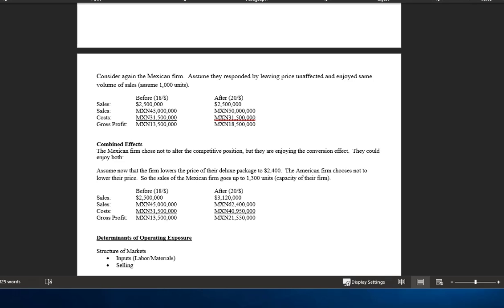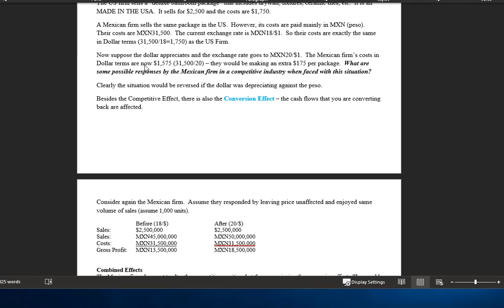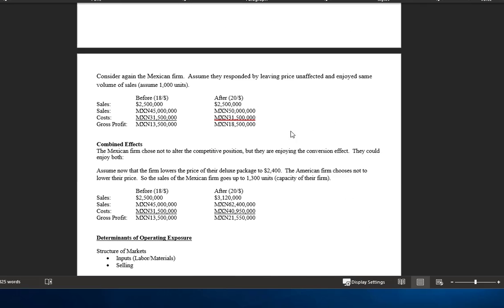All right, this first example assumes that the Mexican firm doesn't do anything in response to the cost changes. They leave their price alone. And what happens is their Mexican peso profits go through the roof, right? Before, their sales were 2.5 million. Assuming they're selling 1,000 units, their sales in peso terms were 45 million. Their costs were 31.5 million. This is just a continuation of the example up above. And so their gross profit was 13.5 million pesos.